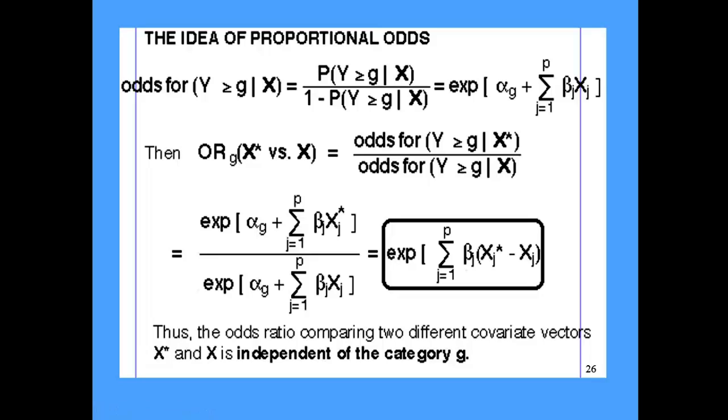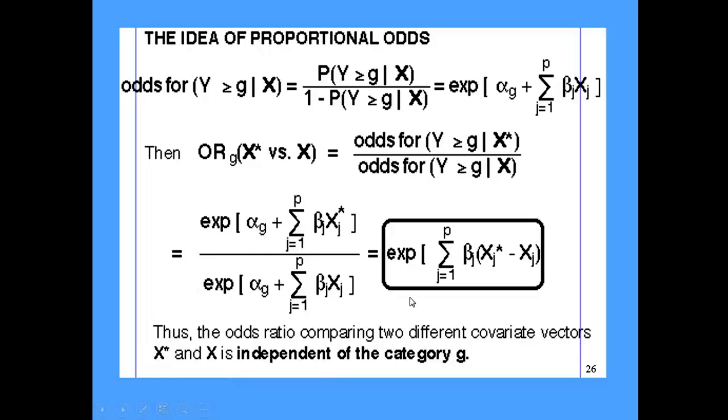And there are several alphas, but they drop out, right? That's what you get. You get an expression for the odds ratio that doesn't depend upon the g. You get an odds ratio expression that's independent of how you've cut the pie. Doesn't matter how you've split up the big table into subtables, even though there's a number of different ways you could do it. So the odds ratio comparing two different covariate vectors, X star and X, is independent of the category of G.